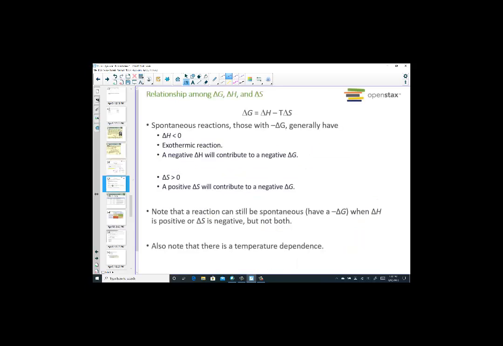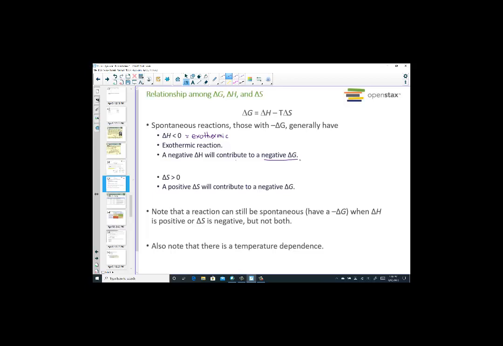Now, what are some conditions on enthalpy, heat, and entropy that are favorable to create spontaneous reactions? Well, the most favorable condition for heat is to have a negative enthalpy. Negative enthalpy tells us that it's exothermic. A negative delta H contributes to a negative delta G, so that's favorable.